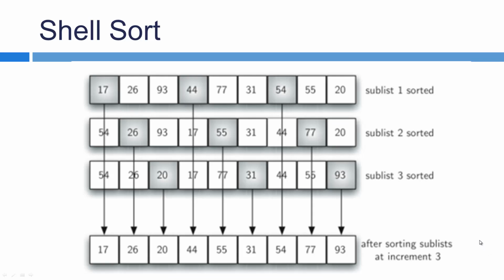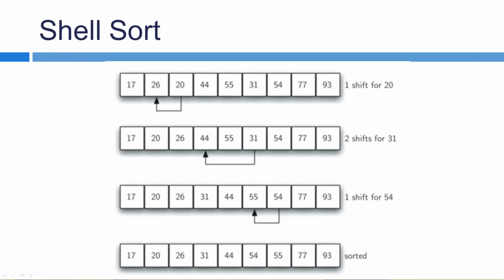Here in this figure we have sublists 1, 2, and 3 sorted. Notice there are these 9 items. We have I equals 3, so 3 sublists of 3 items each. If we sort the sublists at an increment of 3 and go to the final insertion sort, this one is just going to be using an increment of 1, in other words, just a standard insertion sort.